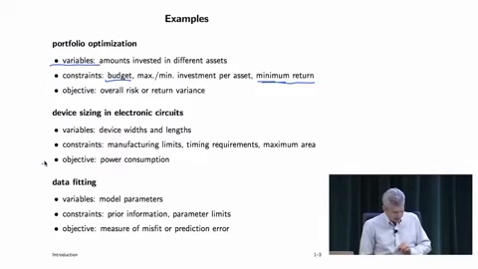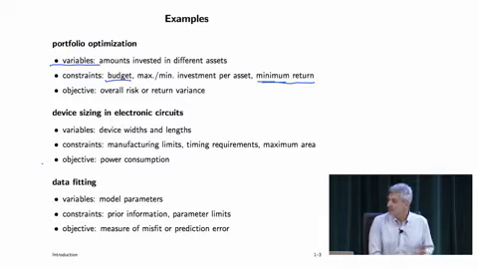Okay. So here, what portfolio optimization does is it chooses the best portfolio that satisfies all the constraints and minimizes your risk. Okay. Next one is device sizing. So I guess that's from conceptual and virtual to physical, right? So here the variables are the device widths and lengths.